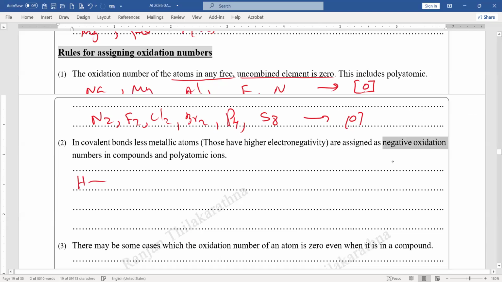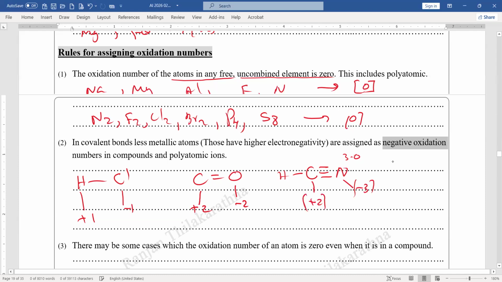See, if we have hydrogen and chlorine, carbon and oxygen, this is -2, this is +2. This is -1, this is +1. If CN, nitrogen, 3.0, is more electronegative, therefore -3. This is minus, this is plus 2. And we have already done these things, so this will be +1.